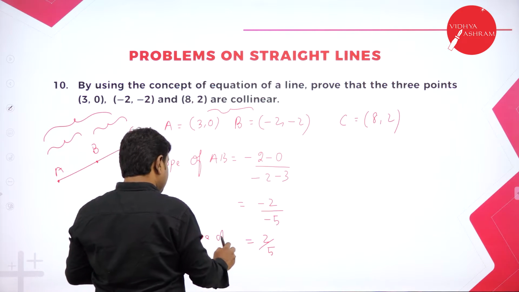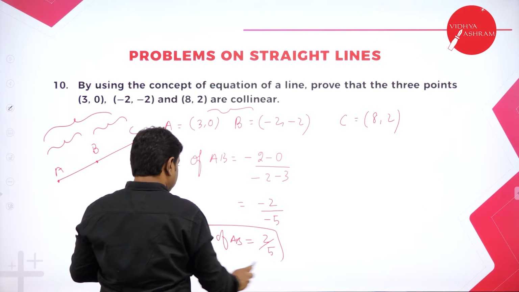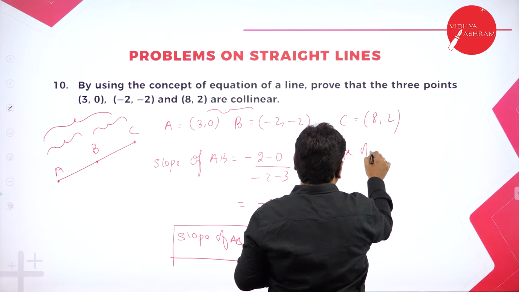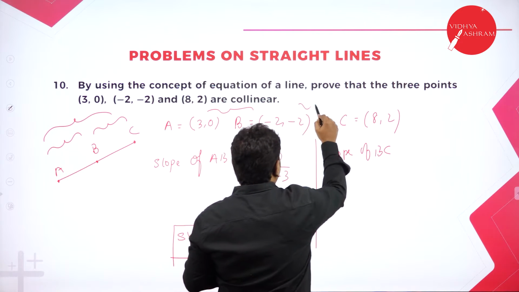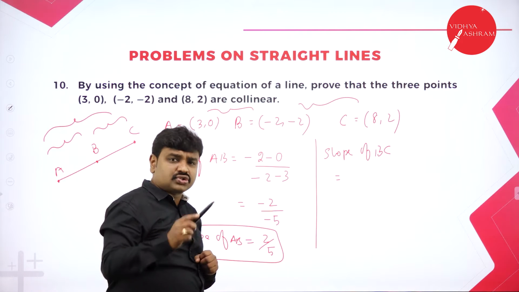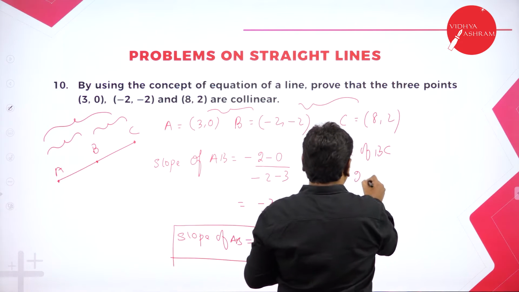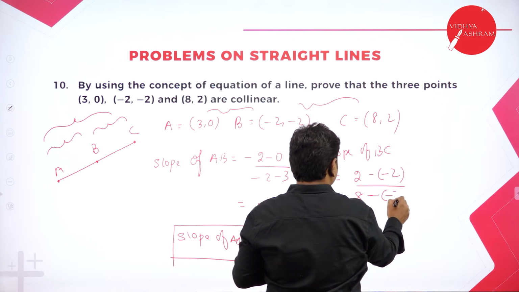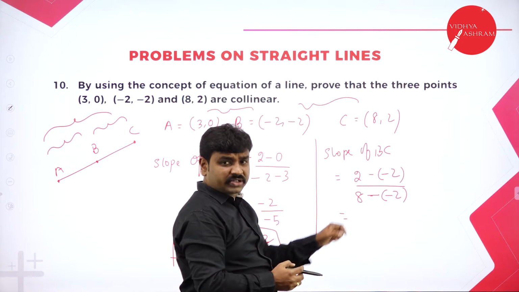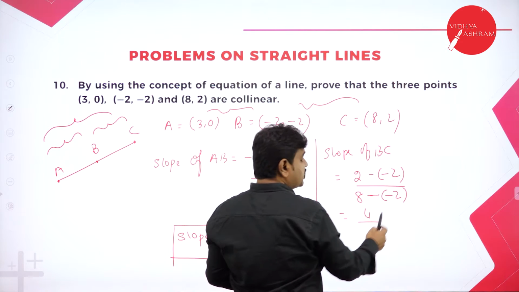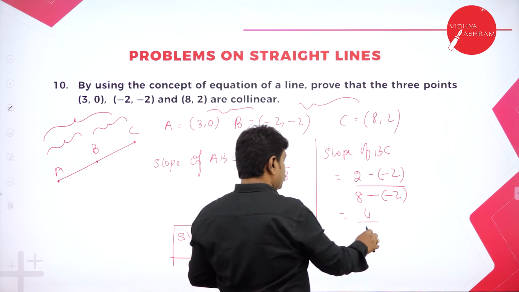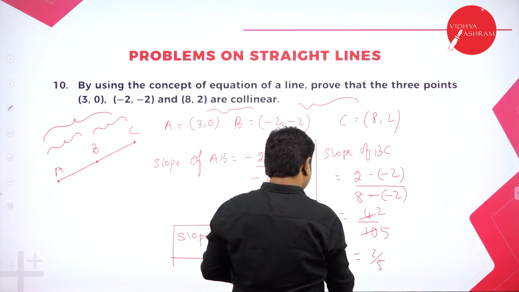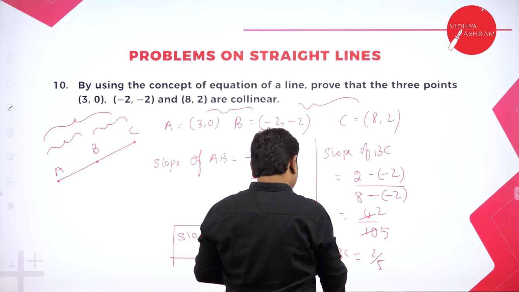Now I'll find the slope of BC. Again, how to find the slope of BC? Again, you should use y2 minus y1 by x2 minus x1. That is (2 minus of -2) divided by (8 minus -2). Now, what is 2 minus of -2? 2 plus 2, which is 4, by 8 minus of -2, which is 8 plus 2, which is 10. Two 2s are 4, two 5s are 10. Again, you got the slope of BC as 2 by 5.